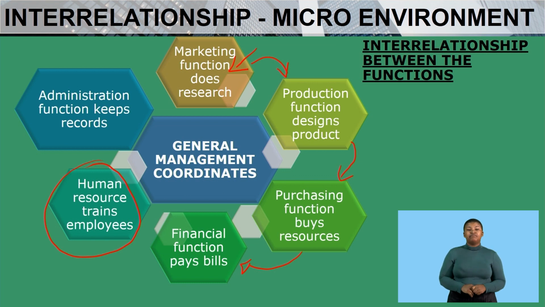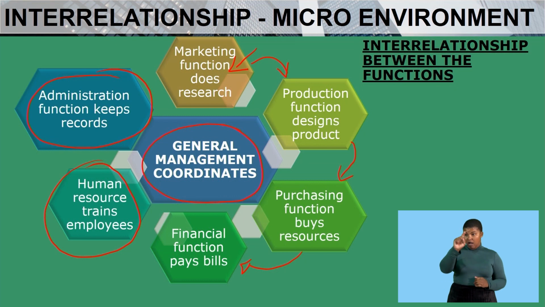And then we have the administration function, and what they do is they keep records. They keep copies of all transactions, of all contracts, of everything that happens in the business. So of all of this that happened, they have a record on file for general management. And what is the general management's role? They must coordinate all of these functions to work together for the business to deliver a quality product or a quality service. So that is the relationship between our business functions.